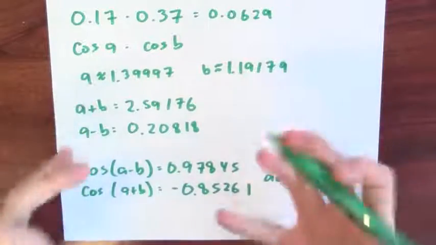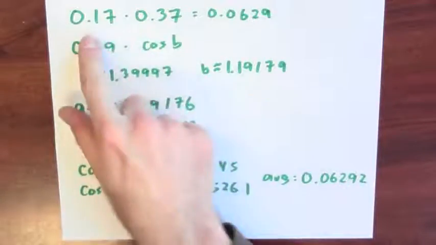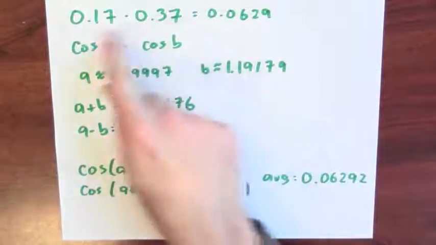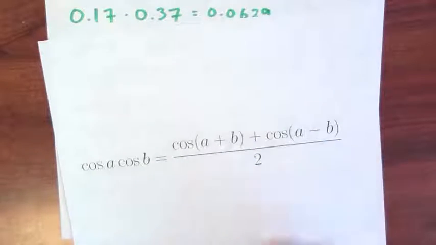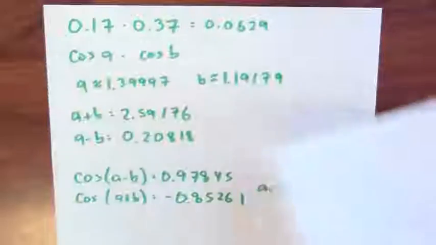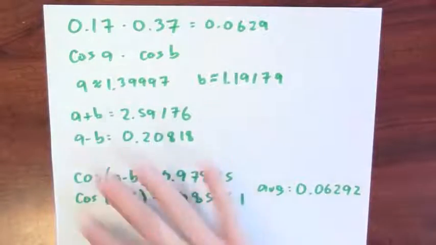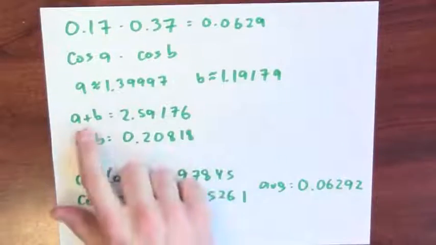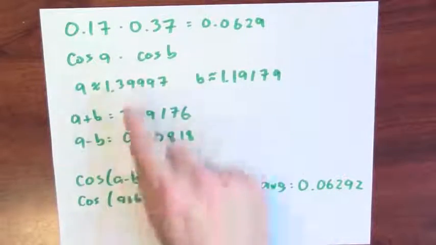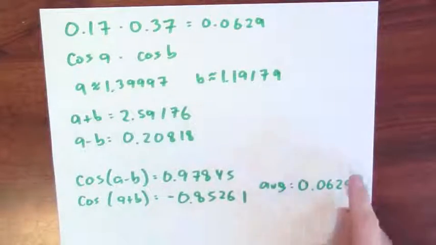Wow! I mean, look, this average is really close to the actual product of 0.17 and 0.37, which is 0.0629. We're managing to multiply together numbers by rewriting those numbers as cosines and using this formula that tells me how to multiply cosines. Instead of actually multiplying, I've replaced the multiplication with additions, differences, table lookups, and an average.